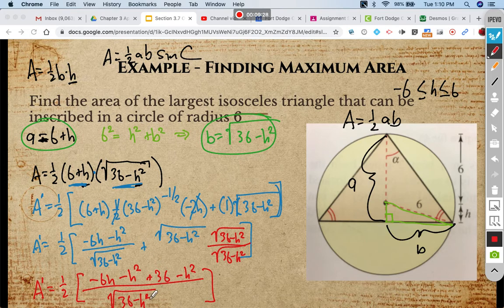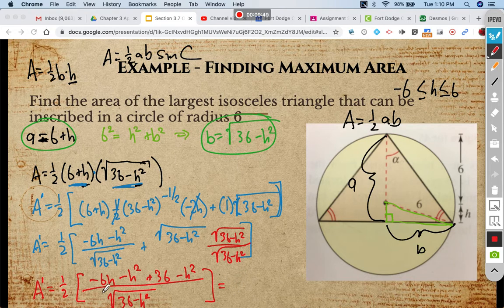Again, when we're looking at this, the denominator is 36 minus h squared, so where is this going to be 0? 6 or negative 6? These are the endpoints of my interval, so I'm not worried about that. I just need the numerator to equal 0.